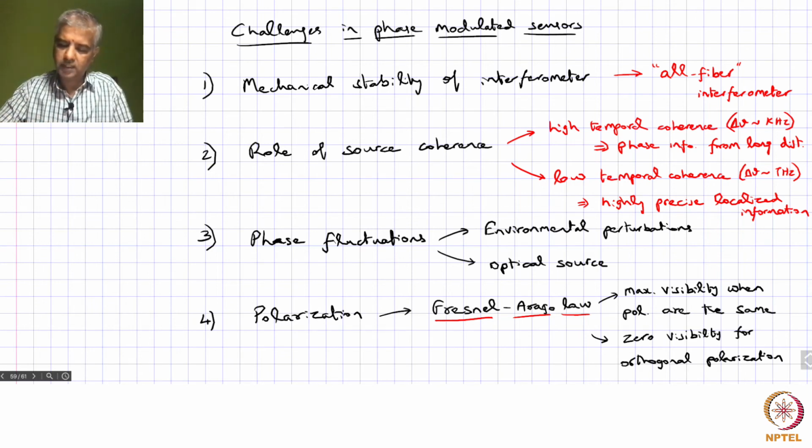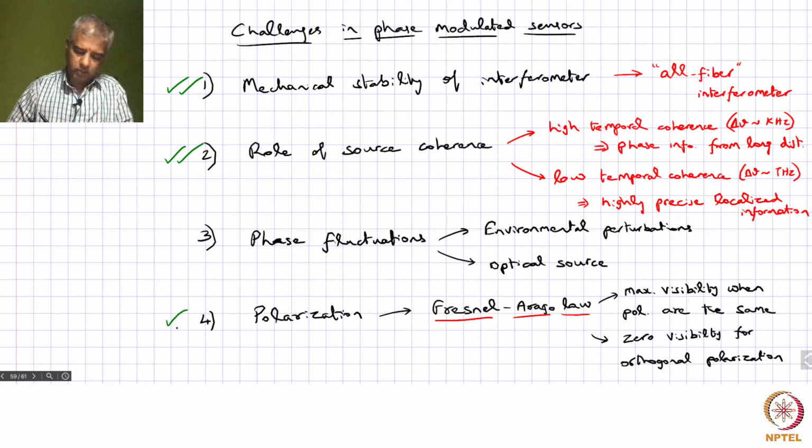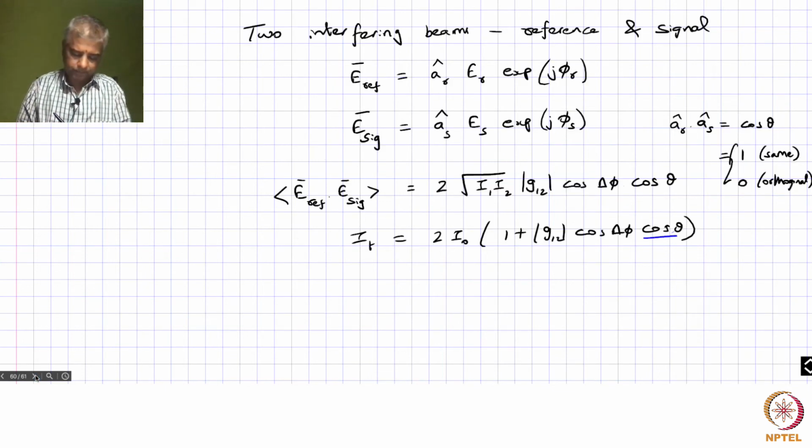proper interference for this phase modulated sensor. So we have talked about mechanical stability, the role of source coherence, and polarization, and now it's time to understand the phase fluctuations that happen in a phase modulated sensor, and how you overcome those phase fluctuations. Let's go ahead and take a look at that.